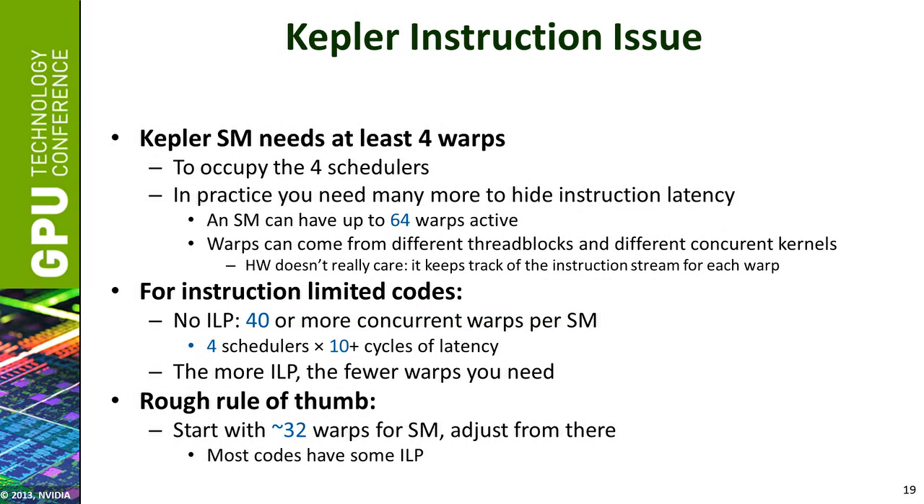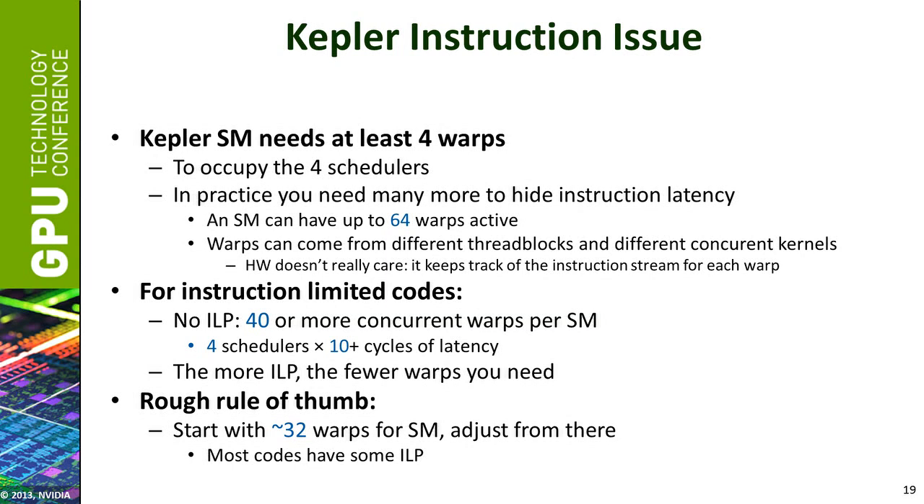So if we look at instruction-limited codes and assume that we have no instruction-level parallelism, or let's say instruction-level parallelism of 2, you'll need 40 or more warps per SM running concurrently. Again, you have 4 schedulers. Instruction latency, basically the minimum is around 10. So to hide that latency, you'll have to have 10 warps per scheduler times 4 schedulers, 40 warps. You may get away with fewer if you have instruction-level parallelism. If you have longer latency instructions, like the 20, 24 cycle latency instructions, you may need more warps.